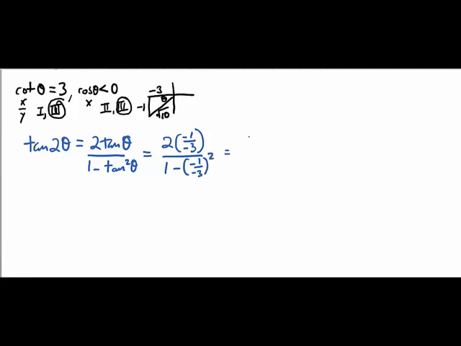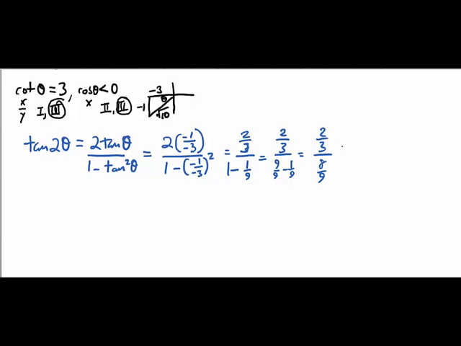So here I have 2 times negative 1 over negative 3, which is just 2/3. And in my denominator, I now have 1 minus 1 squared, which is 1, and then 3 squared, which is 9. So I've got a little simplification to do in my denominator of my complex fraction. So this is going to be 9/9 minus 1/9. So I got 2/3 over 8/9.